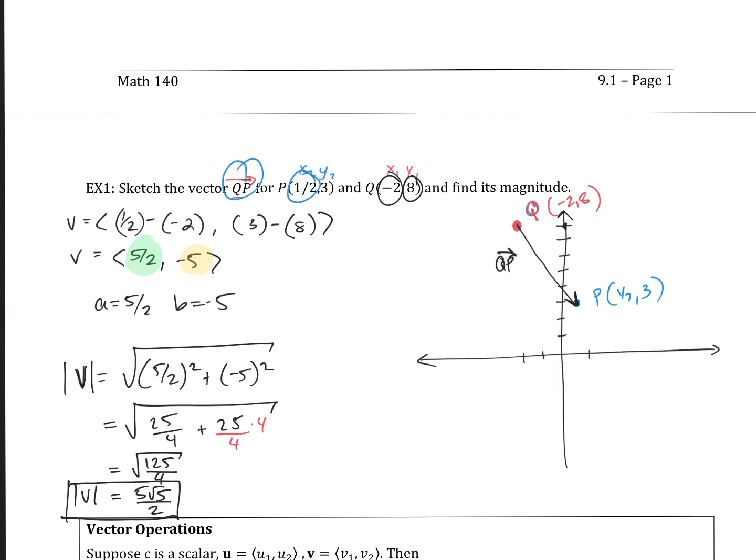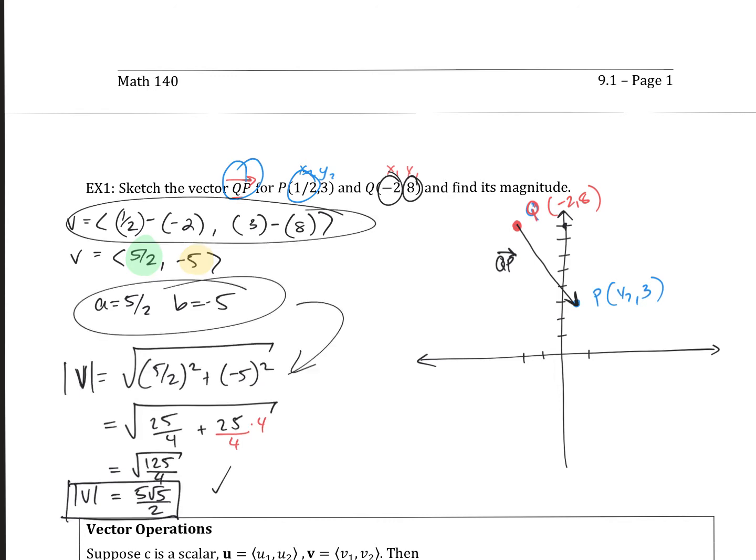Okay, so we sketched our vector, and we also found the magnitude. Once again, in order to find the magnitude, you do need to use this formula here to find your a and b values. Then you can plug that into that formula there to find your magnitude.